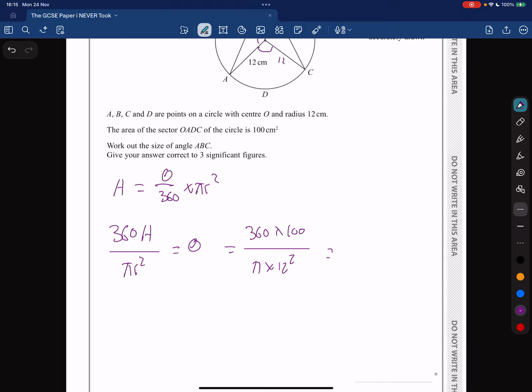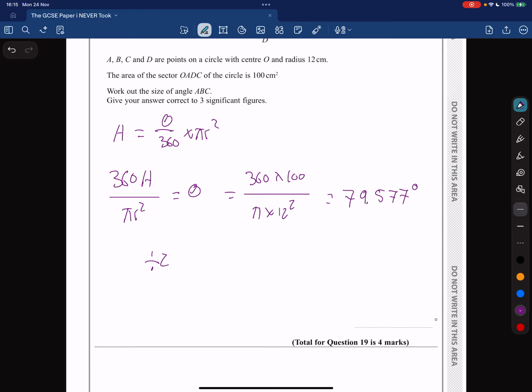Oh no, it didn't come out too bad, which is 79.577 degrees, and we just divide that by 2, which is 39.7887. That's 39.8 to 3 SF. Okay.